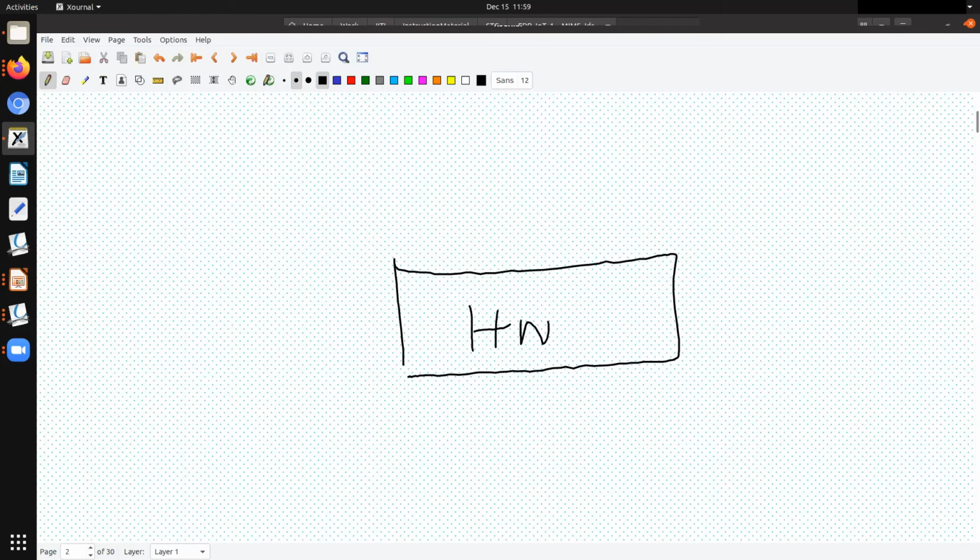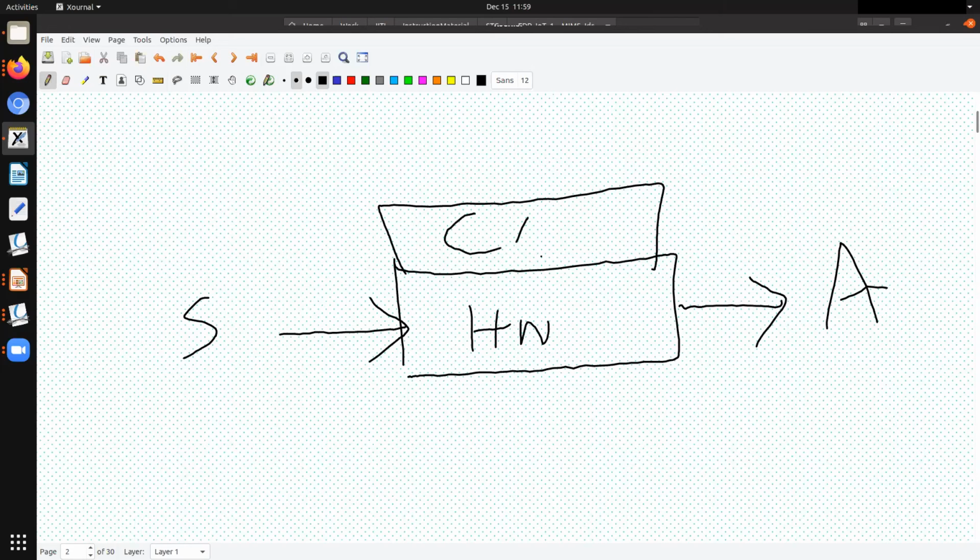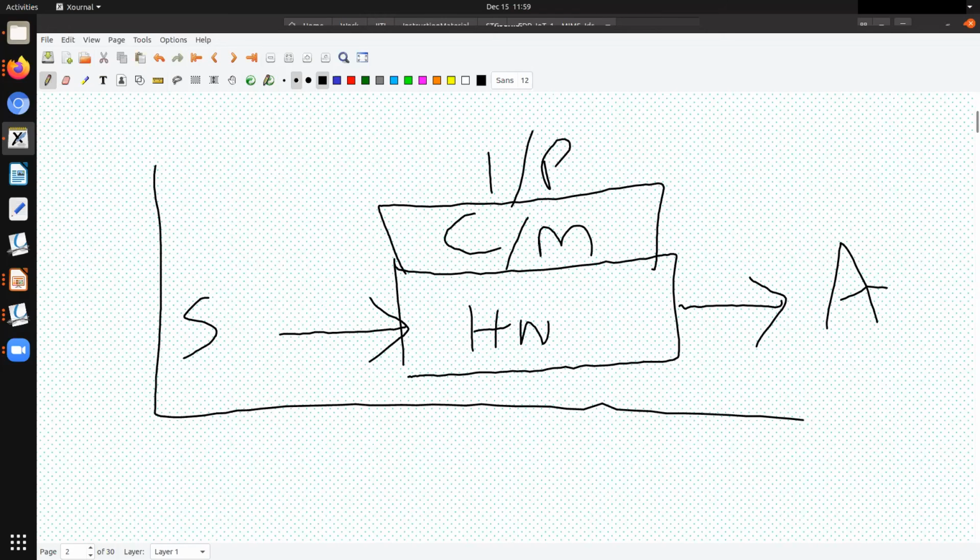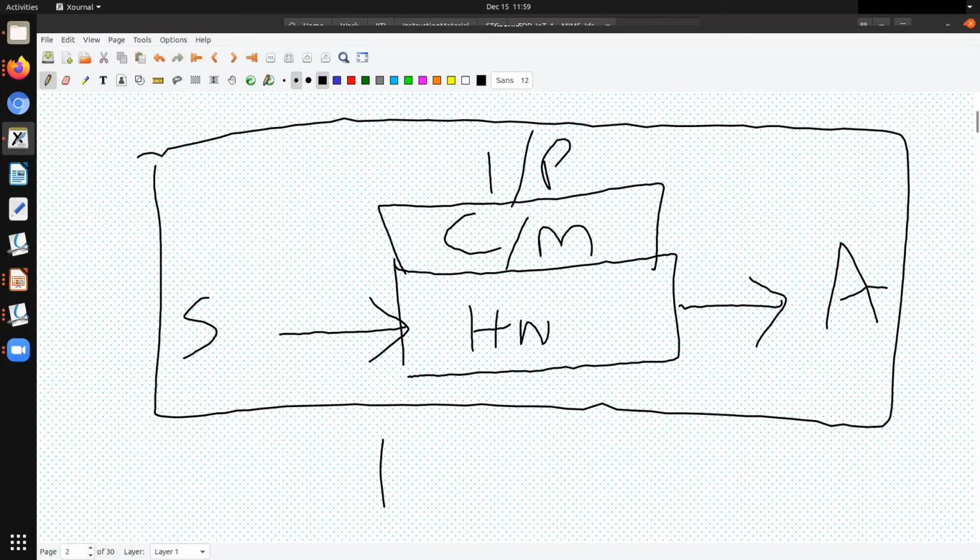There is hardware, of course, which also has your sensors and your actuators. And we added to it a communication module through which IP-enabled communication is possible. And all in all, we are calling this an IoT node. This is how we have seen it, but let's understand it from a different perspective now.